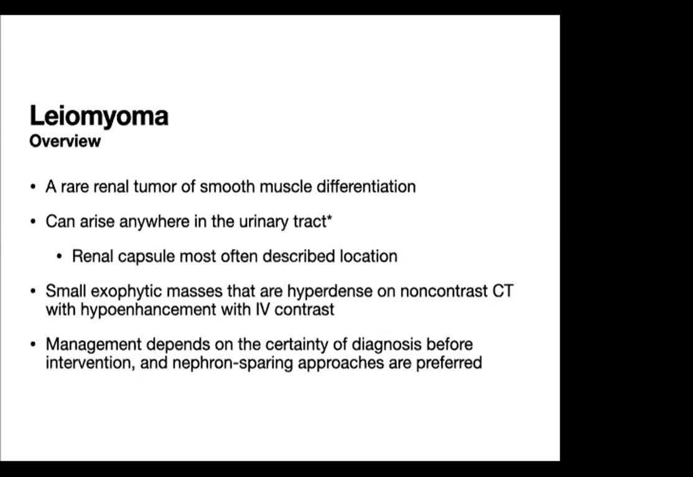Next is the leiomyoma, which is a rare renal tumor of smooth muscle differentiation. They can arise anywhere in the urinary tract, and the bladder is actually the most common site. The renal capsule is the most often described location. Small exophytic masses that are hyperdense on non-contrast CT with hypoenhancement with IV contrast. And management depends on the certainty of diagnosis before intervention, and nephron-sparing approaches are preferred.